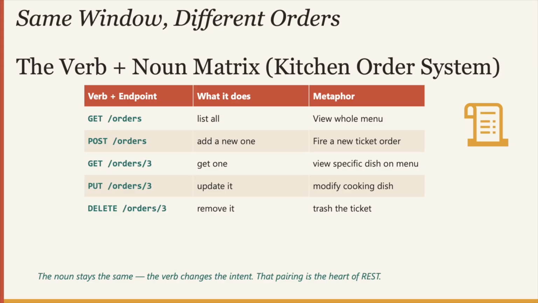If we need to change that data, a PUT /orders/3 updates it, meaning we modify a cooking dish. And finally, a DELETE /orders/3 removes it, which is how we trash the ticket entirely. As you can see, the noun endpoint stays the same, but the verb changes the entire intent.